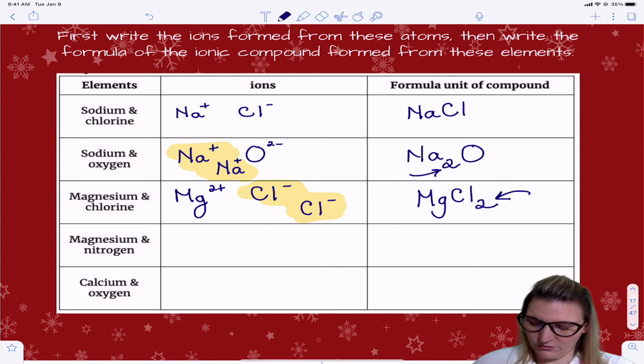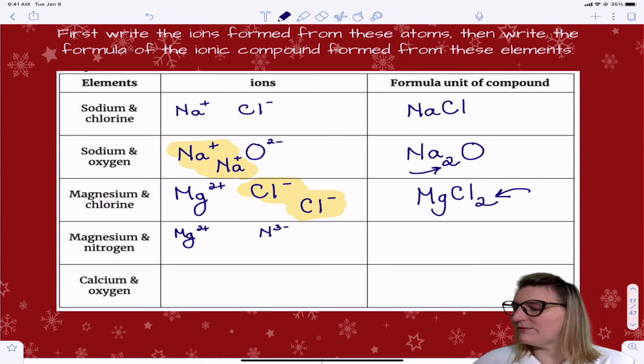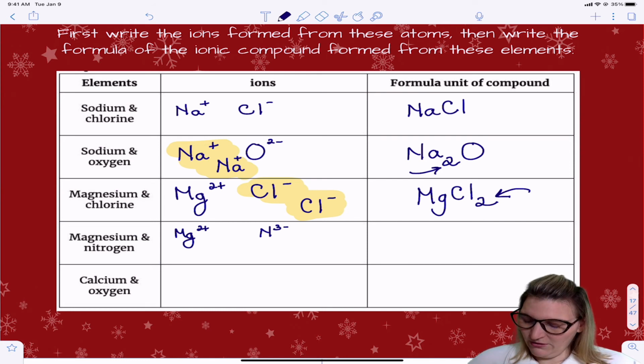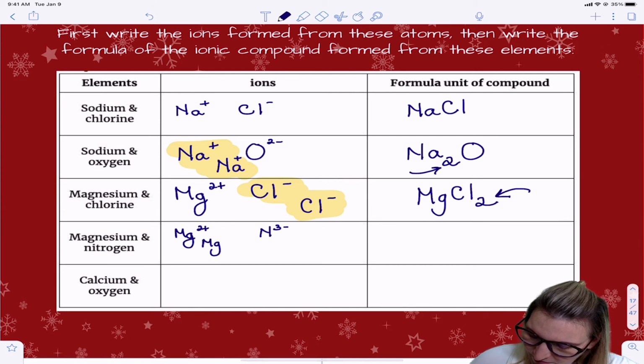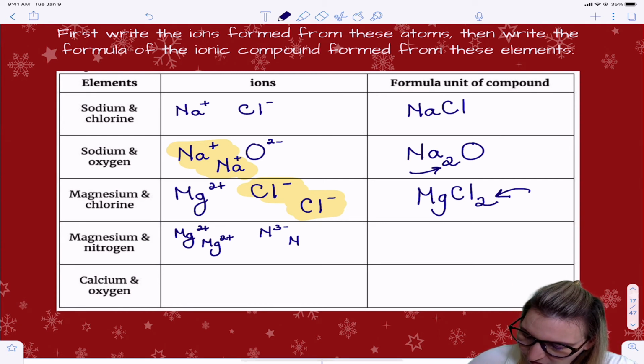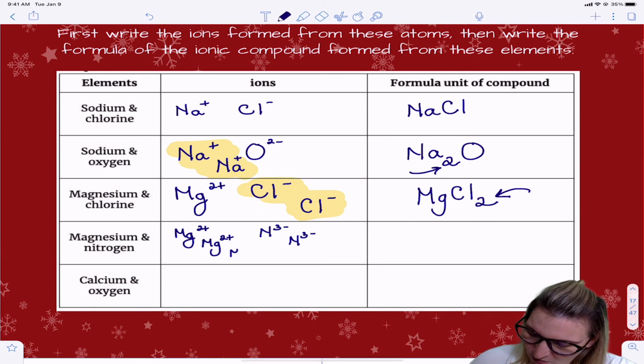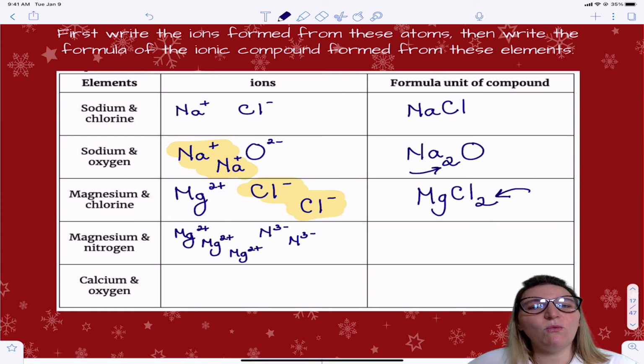Magnesium and nitrogen. This one is tricky. Magnesium will form a 2+. Nitrogen, look on the periodic table, forms a 3-. So I need to add more positive, but if I have 2 magnesium, now I have more positive than negative. So add another negative. Now I have more negative than positive. But if I add 1 more positive, look at what the positive charge is here, 6 positive. Look what the negative charge is here, 6 negative. That's exactly what I want. I want the same number of positive as negative.